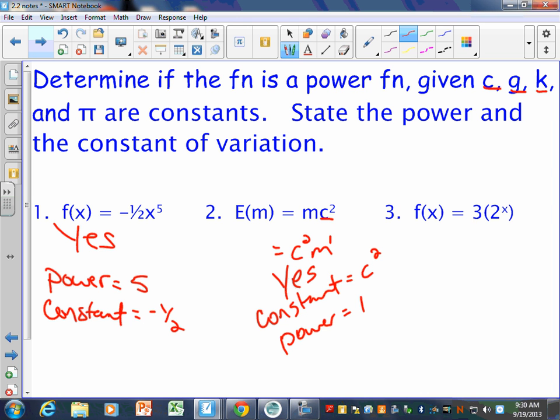Not me, the book. What about this one? Is this a power function? You have to have x to a power. You can't have x in the exponent. That's not a power function. No.